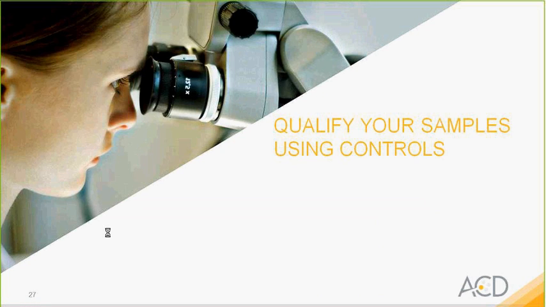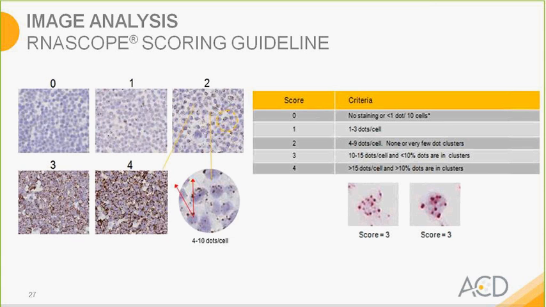We will now discuss how to qualify your samples using either manual or automated assays. The first step is to understand the image analysis process. This is a scoring guide criteria that has a scoring of 0 to 4, with 4 being the highest score. On the right is the scoring criteria, which is dependent on dots per cell. And here is an example of what we consider a score of 3.